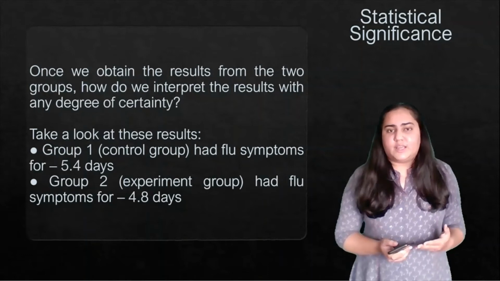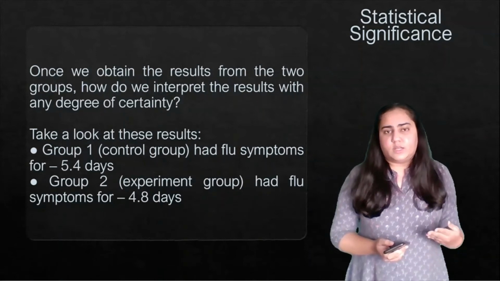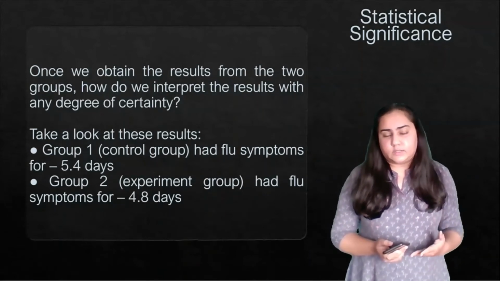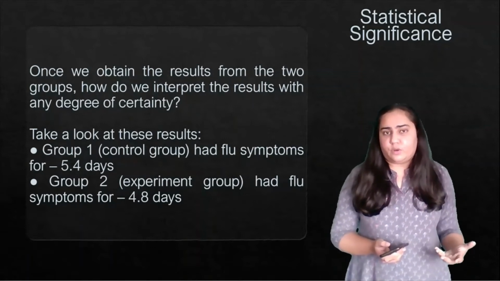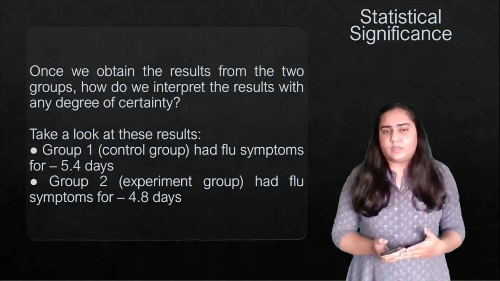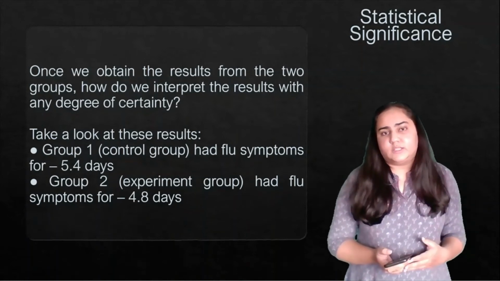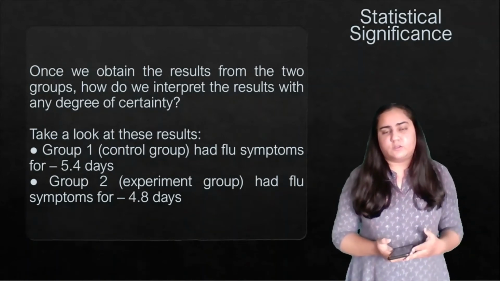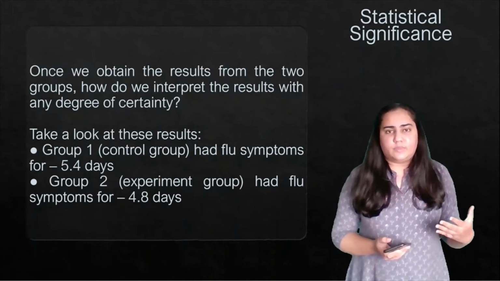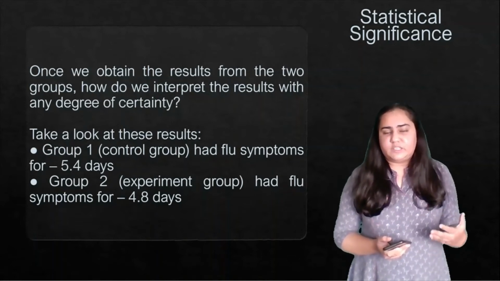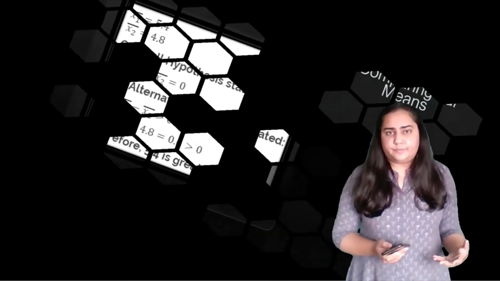And for group 2, which was the experiment group, which was given the real medication, their symptoms lasted for an average of 4.8 days. So there is a difference. The group which was given the fake medication was 5.4, and the one which was given the real medication had symptoms lasting 4.8 days. But we need to find out if this difference is of any help to us, right? If this difference is actually making sense, does it have any statistical significance?